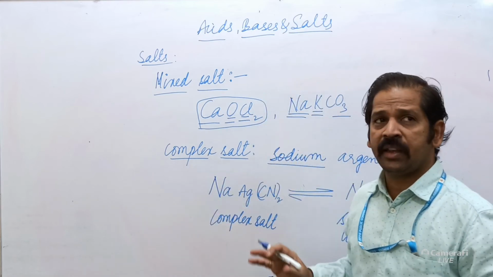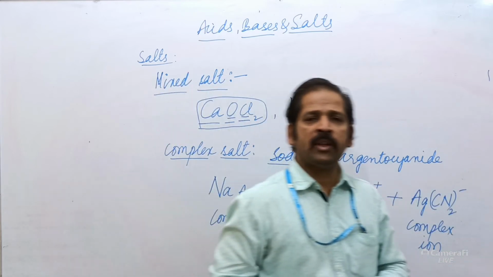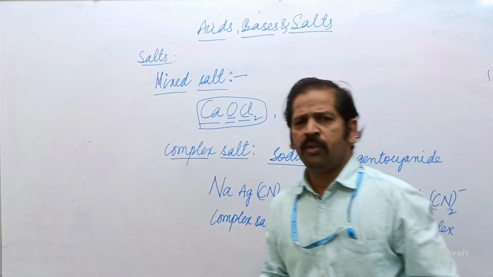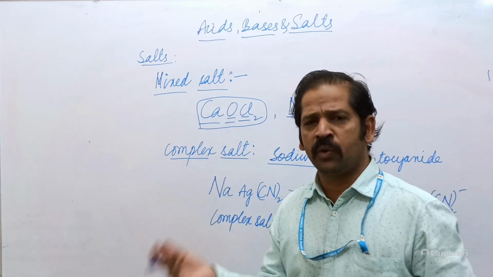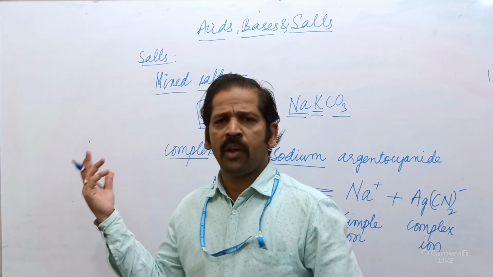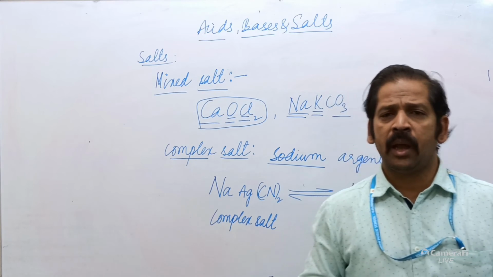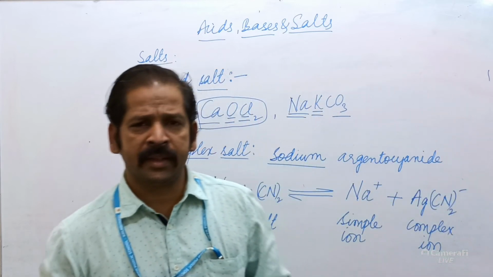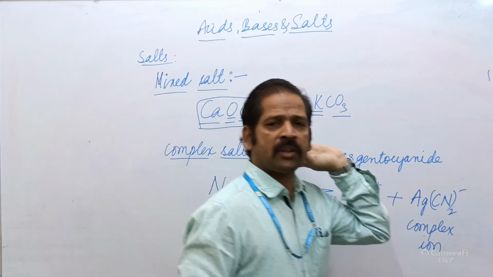Okay, these are the 6 types of salts. The first one was normal salt or a neutral salt. Normal or neutral, both are same. Almost all strong acid and strong base will make it a neutral, normal salt. Second one is acid salt. Third one is basic salt. Fourth one is double salt. Fifth one is mixed salt, and sixth is complex salt.